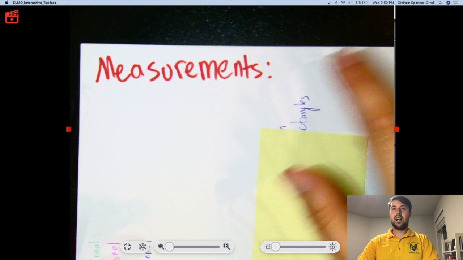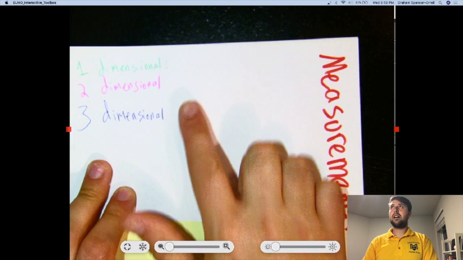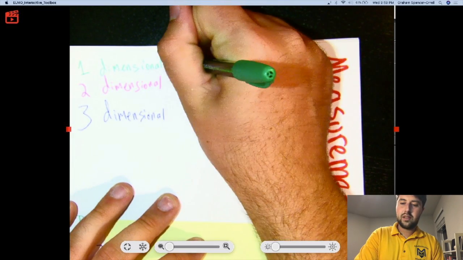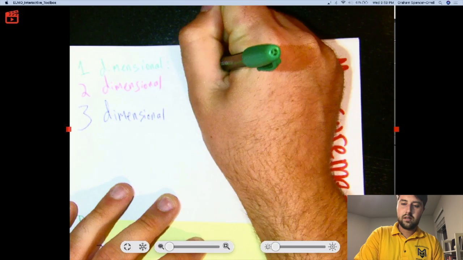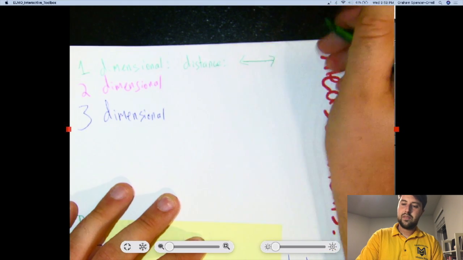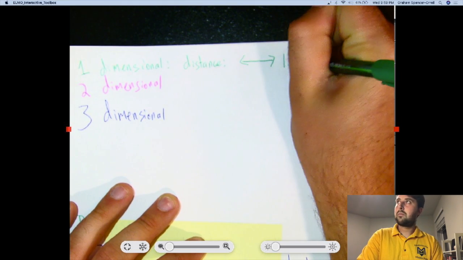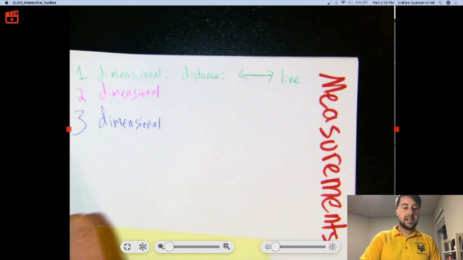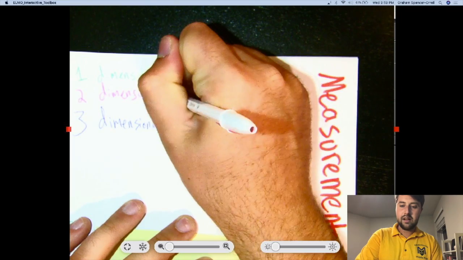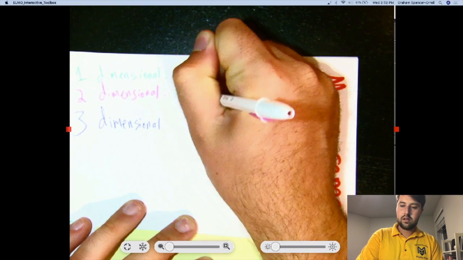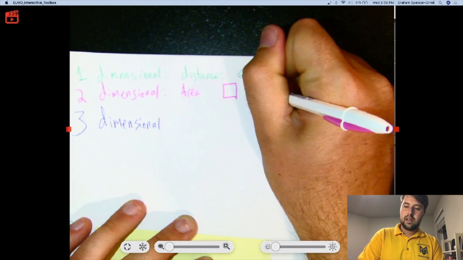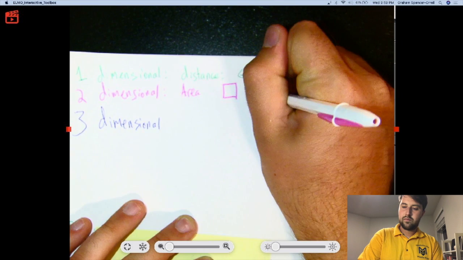Anyway, today we're going to talk about measurements. We're going to talk about the three different dimensions. The first dimension, one-dimensional, is going to be distance. How far it is from point A to point B. Think of a line. Two-dimensional, guess what? That's what we've already been talking about this past week, is going to be area. Area is going to be the whole thing, which is going to be the top of something.